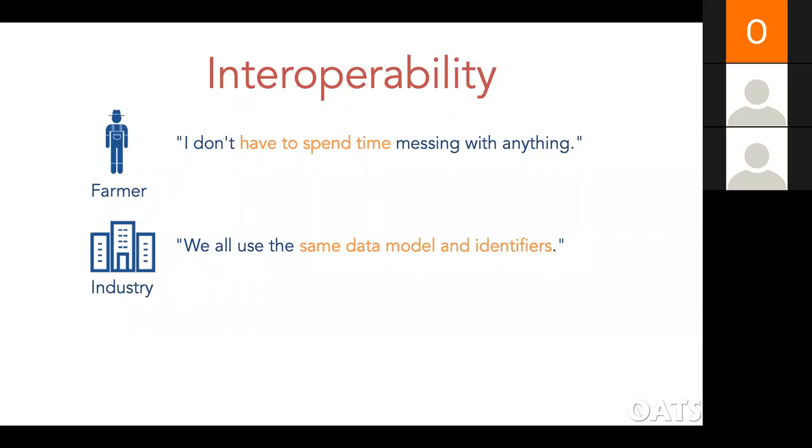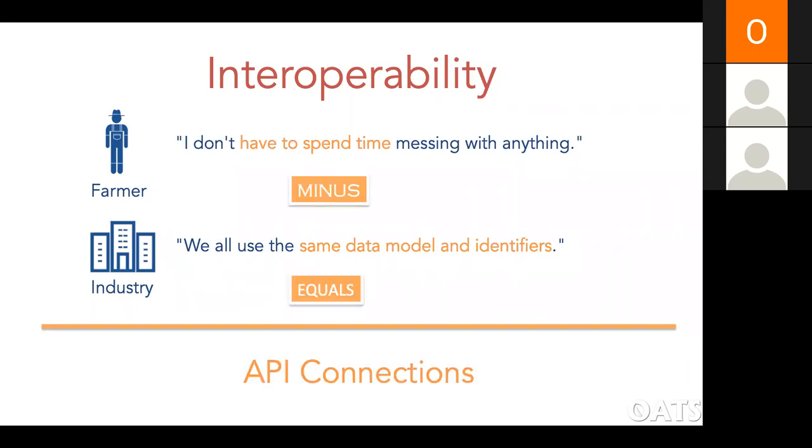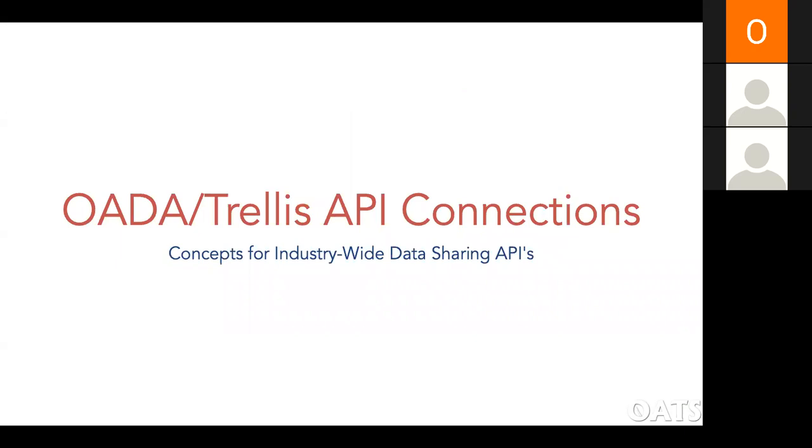And it seems like this is what industry means by interoperability: we all use the same data model and identifiers. And so to me, there's a gap here, which is the difference between those two: the API connection. Essentially, as a farmer, I still have to mess with it if I can export the file in some standard form, and then I still have to import the file in some standard form somewhere else. So what I really need is some sort of API connection layer that can move these standard forms of data around for me. And that's what OADA and Trellis is.